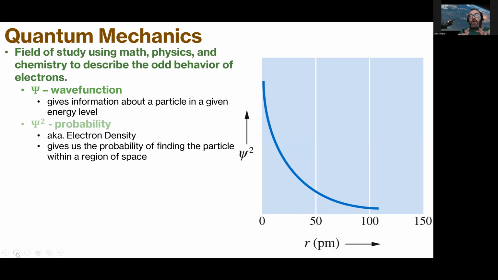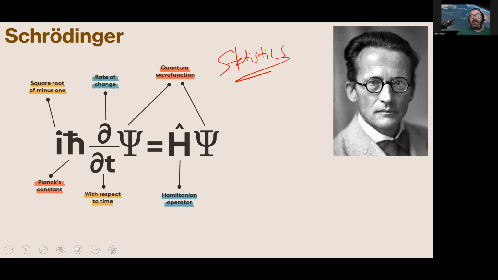So what Schrödinger has done for us is define something called a wave function. If we go back, this is the wave function, the Greek letter psi.